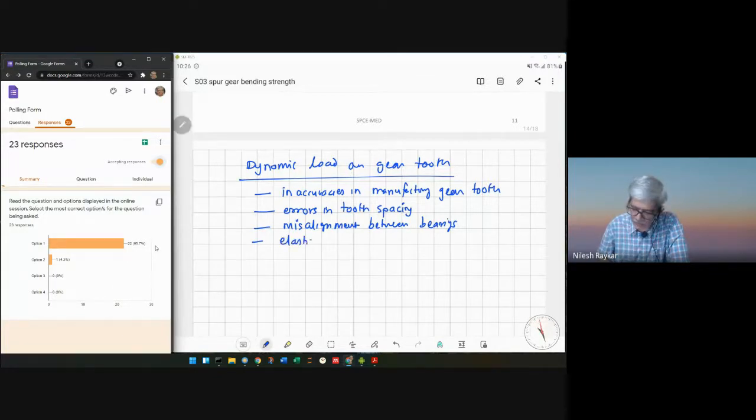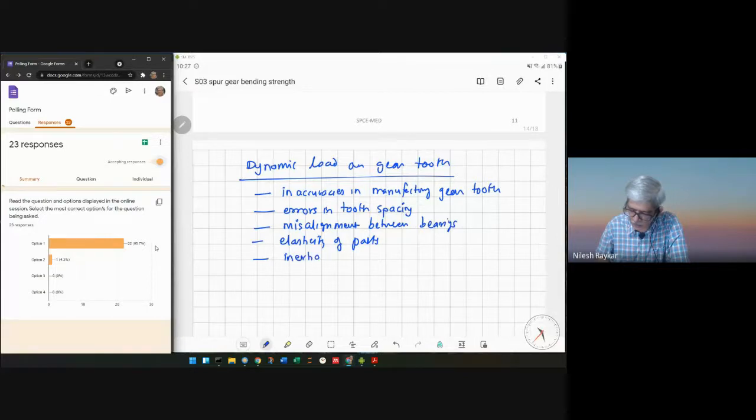Then elasticity of parts. If your shaft is very thin or of very small diameter, and you make it of very high strength material, because of which you can reduce the diameter. But what happens by reduction in diameter? Its stiffness reduces. So when the forces are acting on it, the shaft will start deflecting. This deflection will happen when the load is maximum, and this will lead to vibration in the system, which is again part of the dynamic load.